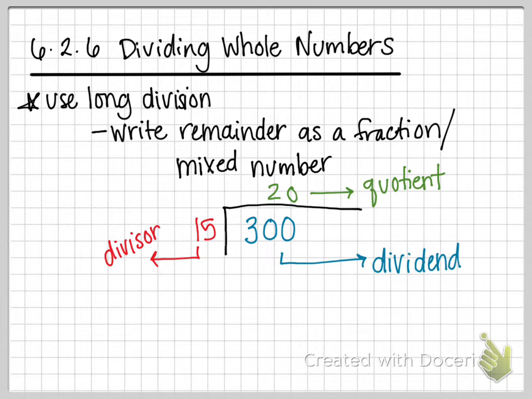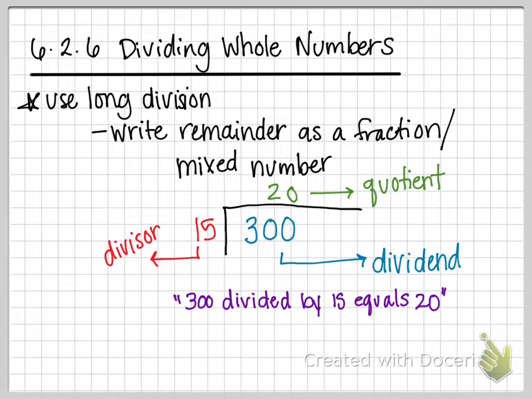All right, so that's just sort of vocabulary. How we would say this, you don't have to write this, but how we would say this long division or division problem as a sentence is 300 divided by 15 equals 20. Okay? 300, the inside number, divided by the outside number, gives us our quotient. Okay? All right, let's do some practice / review.